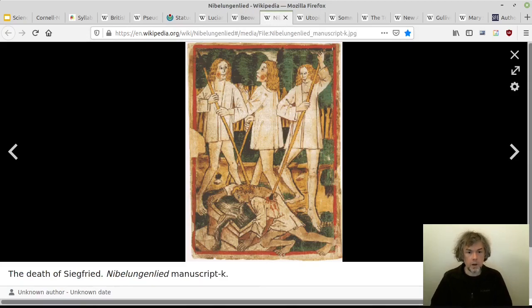Then we have the Nibelungenlied, or the Song of the Nibelungs, from the 13th century. And in this story we have Siegfried the Dragon Slayer and his betrayal and murder depicted here, and his wife's revenge on these wrongdoers who have betrayed Siegfried.